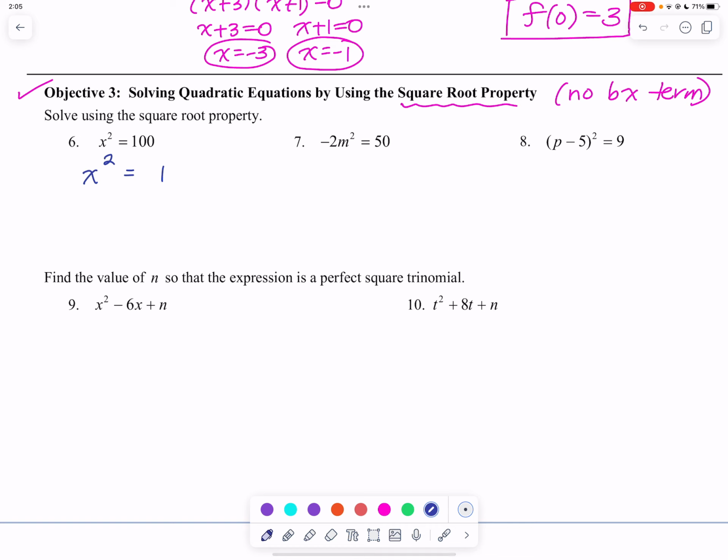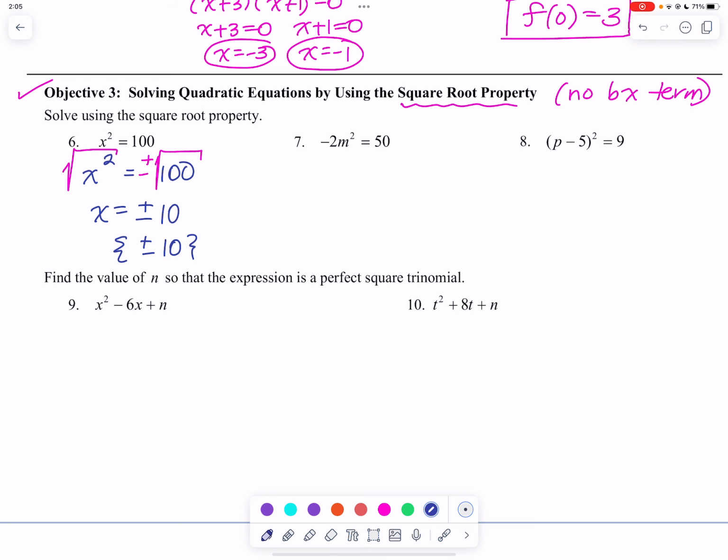So if we have x squared equals 100 and we're going to take the square root of both sides. Of course, we have to take plus or minus the square root of the other side. So we come up with x equals plus or minus 10.